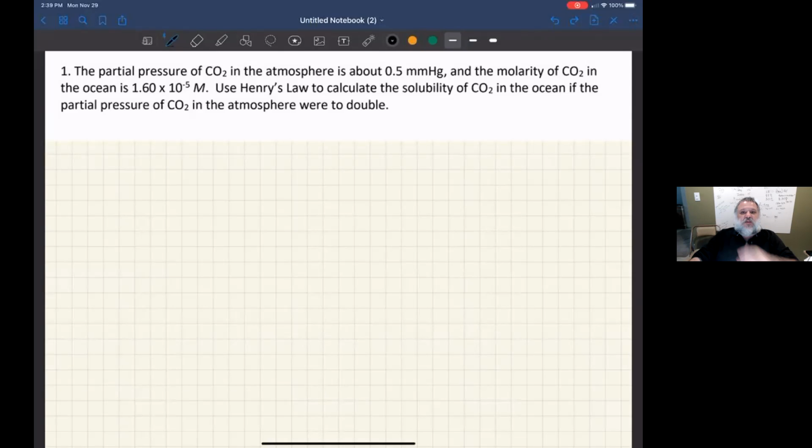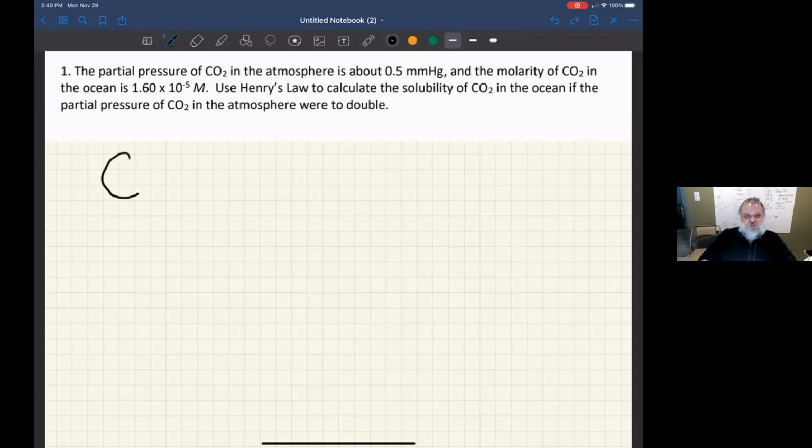All right, everybody, we got another problem here about the partial pressure of CO2 in the atmosphere, and it's asking us to use Henry's law to calculate the solubility of CO2 in the ocean if the partial pressure of CO2 in the atmosphere were to double. So it's giving you a setup, it's telling you what the CO2 partial pressure is currently, what the molarity of the CO2 is in the ocean. That's understood to be the solubility currently.